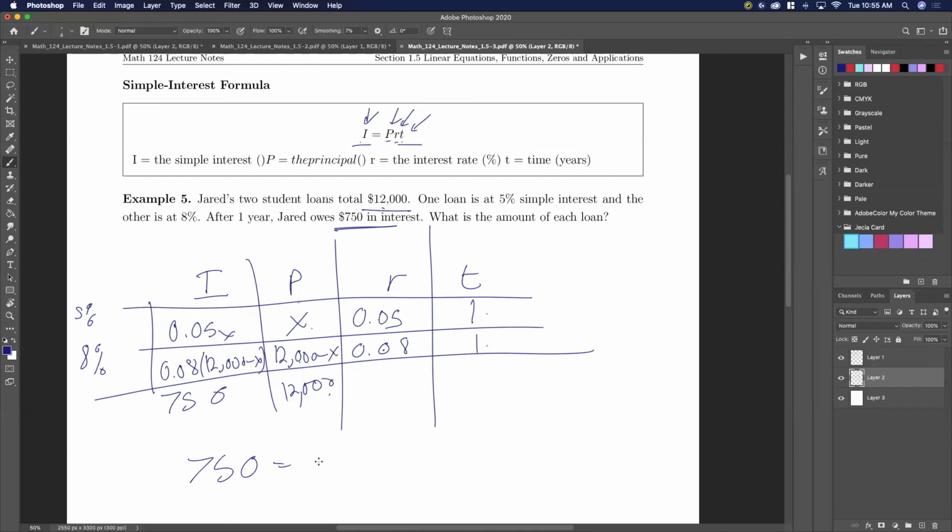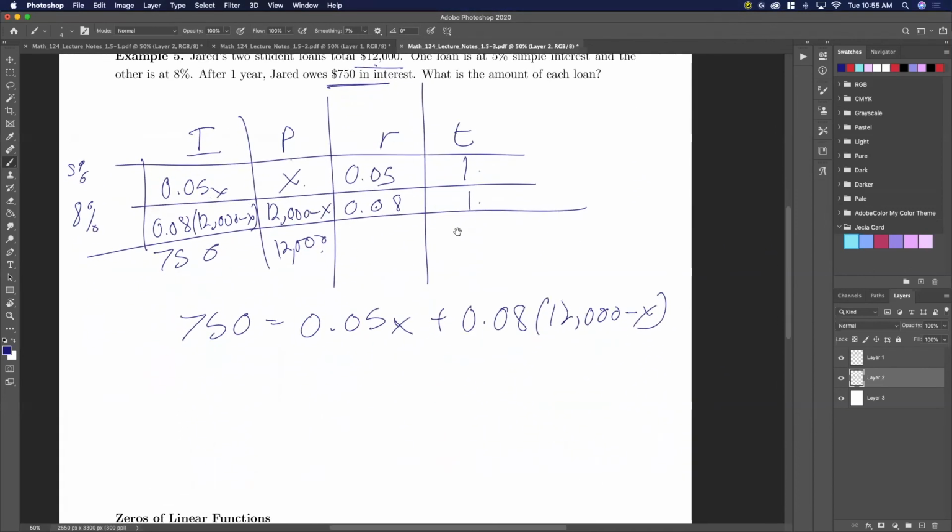750 is equal to the interest of the first one, 0.05x, plus the interest of the second one, which is 0.08 times 12,000 minus x. And then all I need to do from here is solve it. These two need to add up to this column. It's kind of convoluted to put it all together, but it's always put together the same way. When you do two or three problems of this, you'll just get used to doing it. Okay.